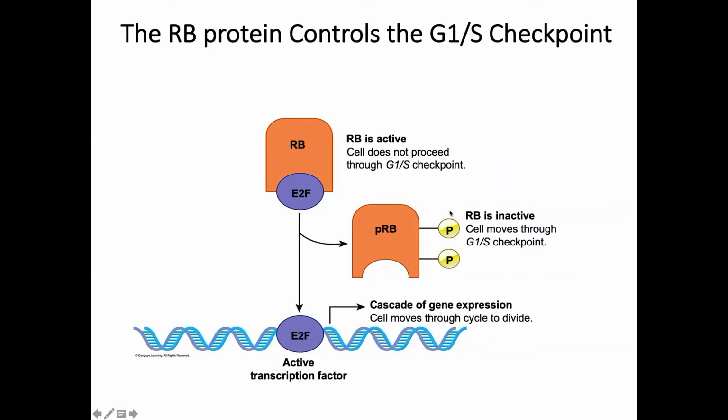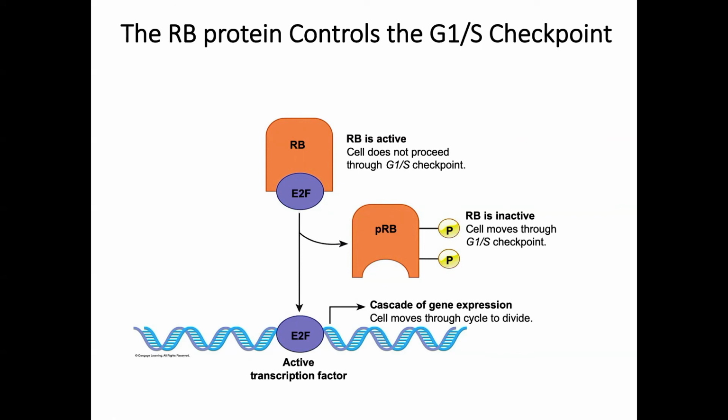So if you think about the retinoblastoma cases, if the RB is missing or mutated, it does not have any RB in there, what happens? So E2F is always active and the cell grows and divides continuously, forming a cancerous tumor.